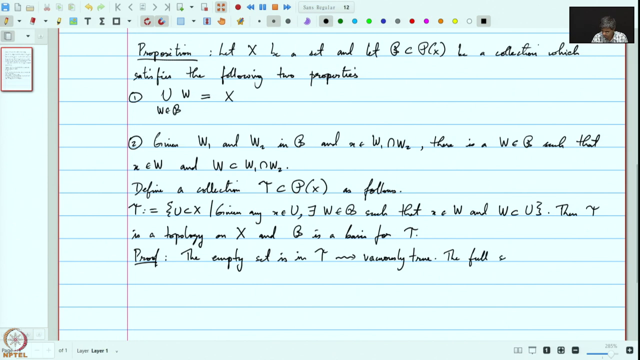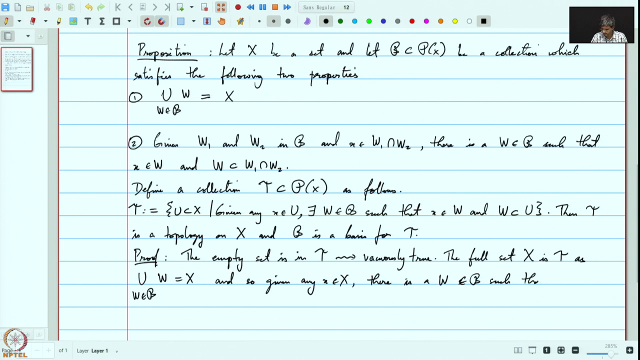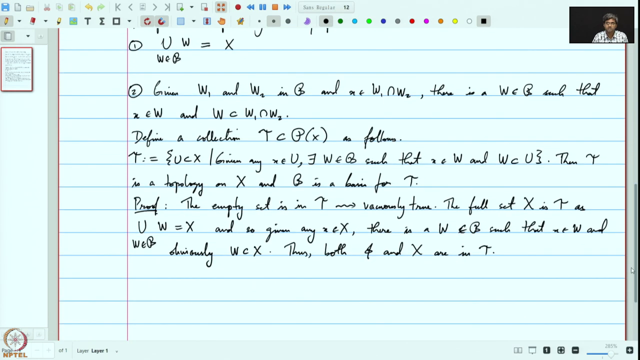The full set X is in tau. So why is this? As the union over W belonging to B of W is equal to X, given any x in X, it is in one of these W's in B such that x is in W. And obviously W is a subset of X, right? So thus we have proved that both the empty set and X are in tau. So this proves the first condition.